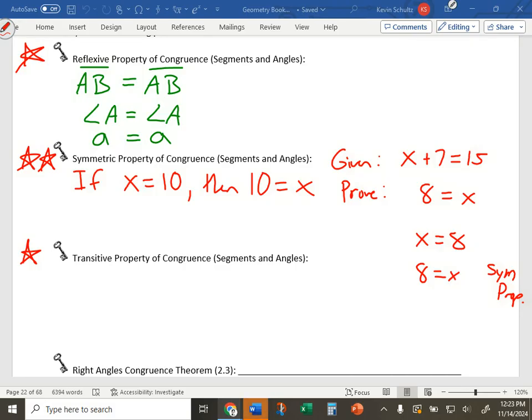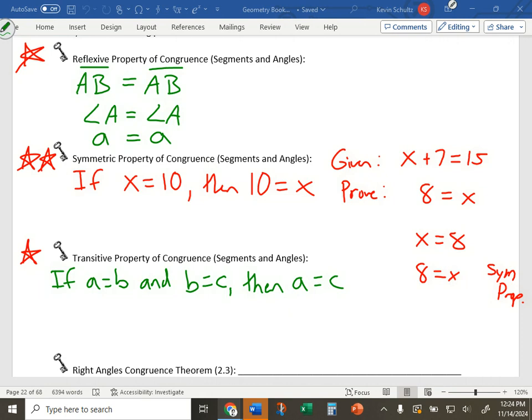We've actually used this one before in algebra when we proved that any base to the 0 power is 1. Okay. Well, the transitive property says that if A equals B and B equals C, then A equals C. So the transitive property involves three things. If the first thing is equal to the second thing, and the second thing is equal to the third thing, the first thing has to equal the third thing. Double star. Okay?